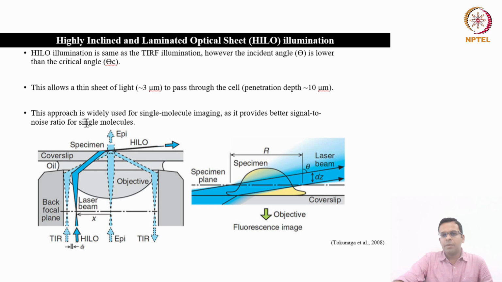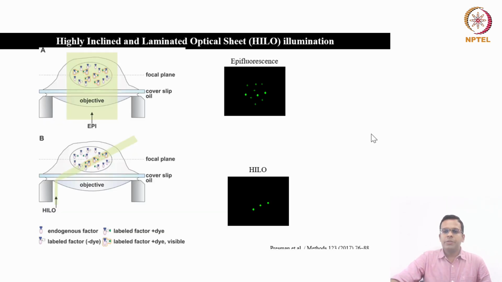okay, and this approach is widely used for single molecule imaging as it provides better signal to noise ratio for single molecules. So mostly for single molecules in live cells, this approach is used because it will only illuminate a few molecules in the cell and avoid the out of focus light from the molecules which are above or below the focal plane. So coming to this slide, here you can see the comparison between the epifluorescence and HiLo illumination.